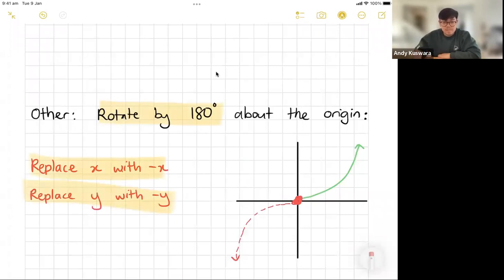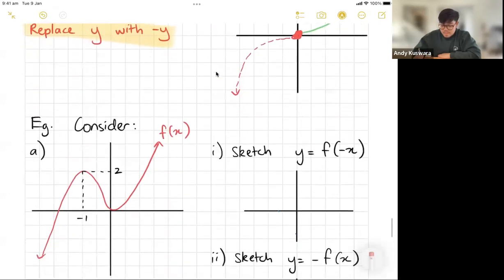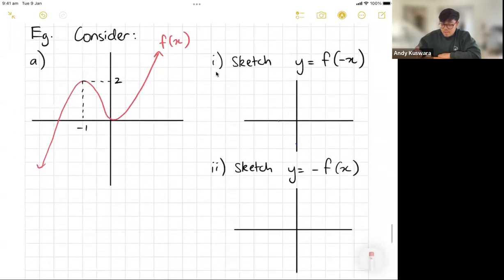If you want to reflect a certain way, then you replace x with negative x. If you want to replace y with negative y, it's going to reflect it a certain way. Okay, that's the idea. Now, let's see what this actually looks like in practice. They won't always give you some graph. Sometimes they'll give you an equation, other times they'll give you a graph.